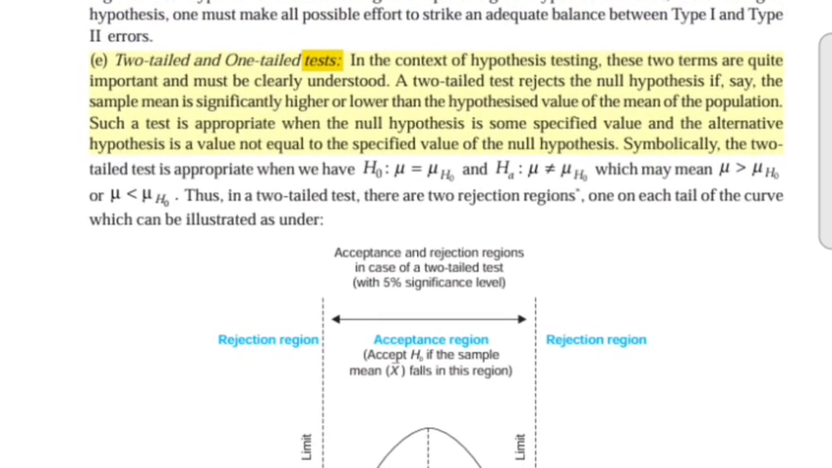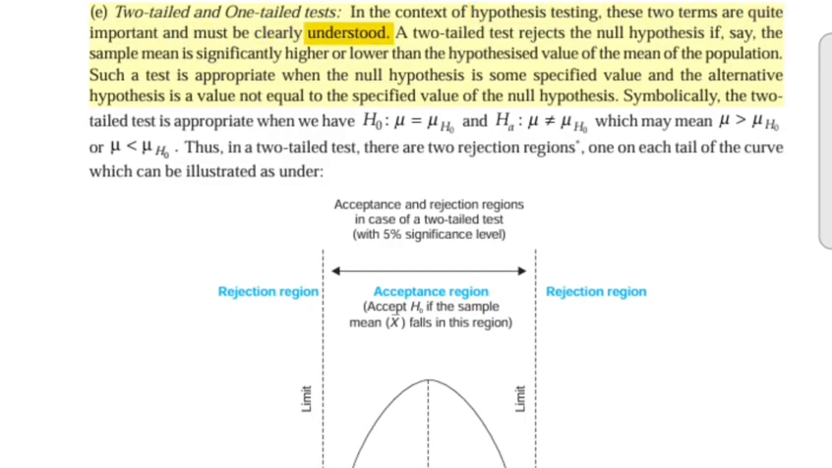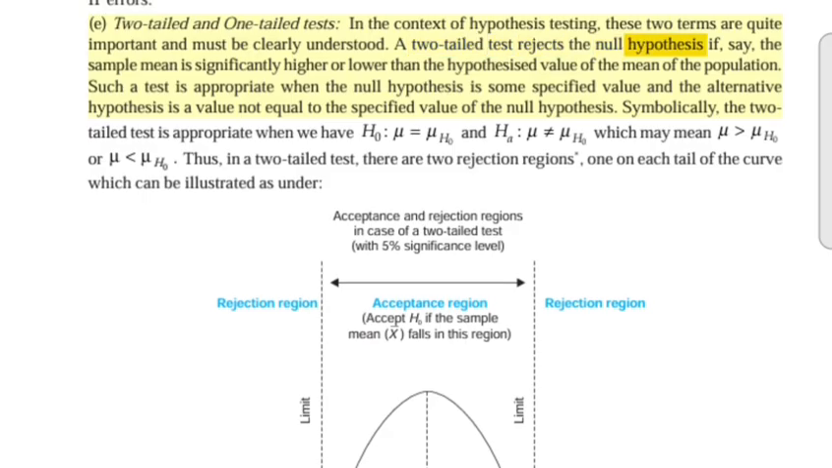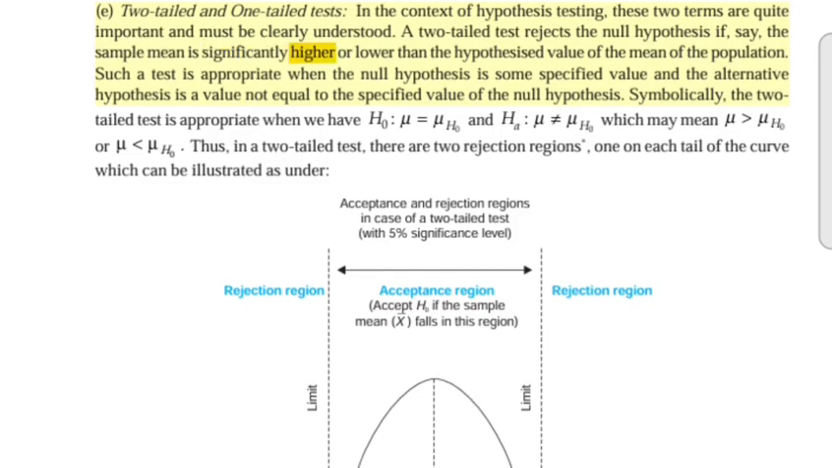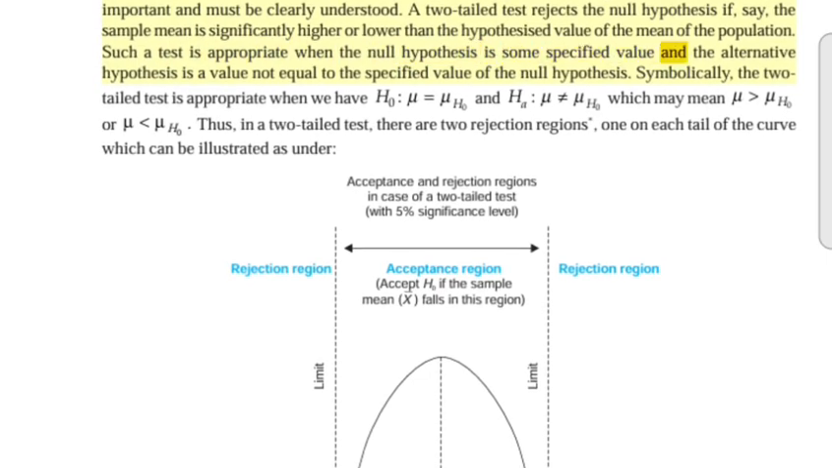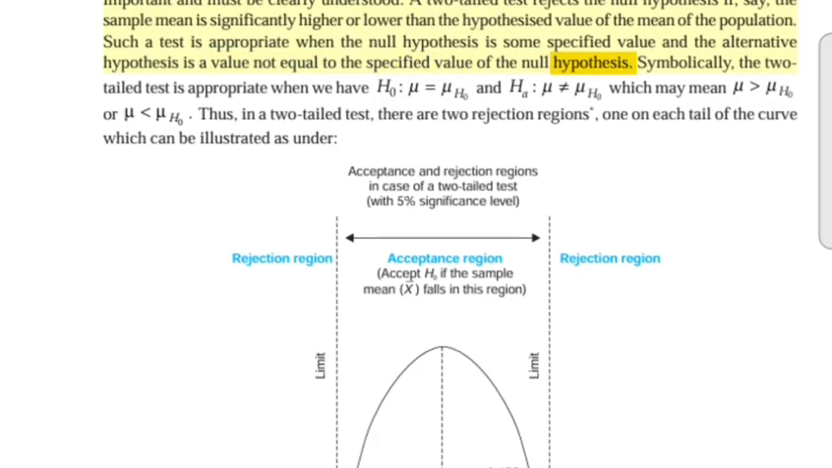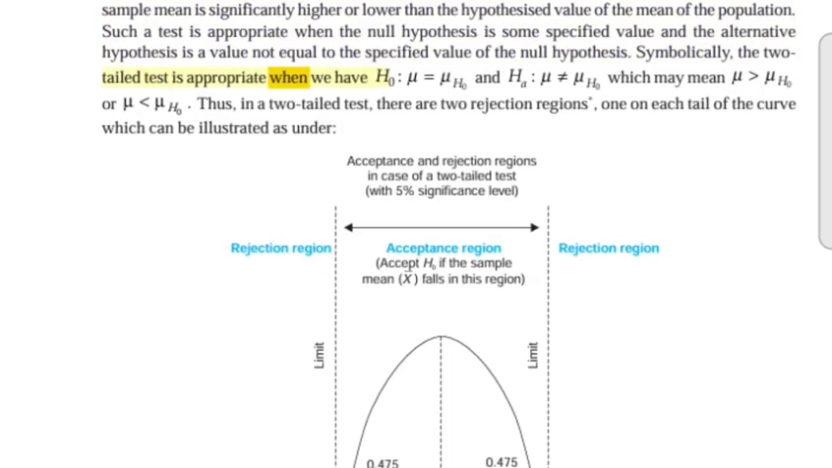Two-tailed and one-tailed tests. In the context of hypothesis testing, these two terms are quite important and must be clearly understood. A two-tailed test rejects the null hypothesis if, say, the sample mean is significantly higher or lower than the hypothesized value of the mean of the population. Such a test is appropriate when the null hypothesis is some specified value and the alternative hypothesis is a value not equal to the specified value of the null hypothesis. Symbolically, the two-tailed test is appropriate when we have H0: μ = μH0 and Ha: μ ≠ μH0, which may mean μ greater than μH0 or less than μH0.